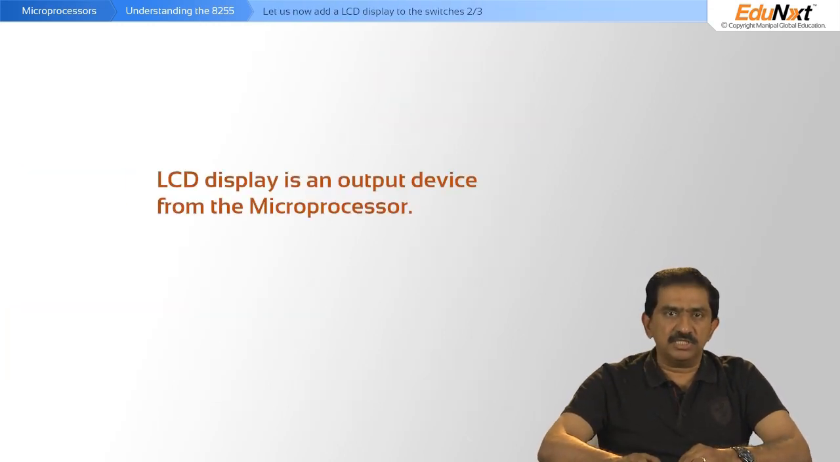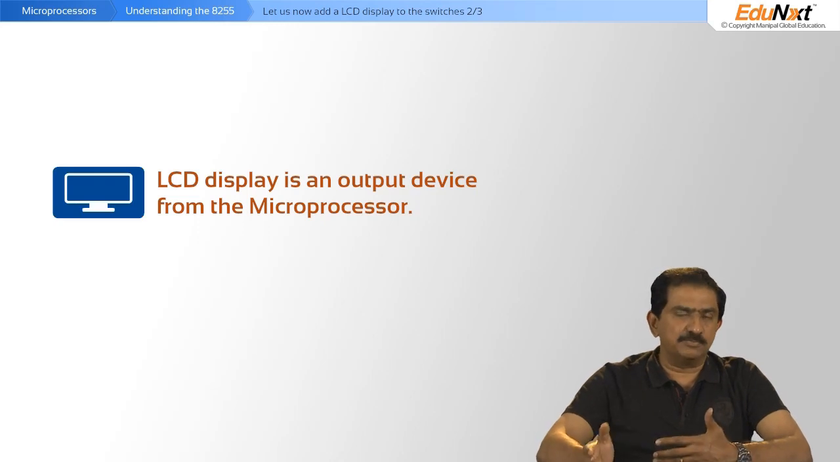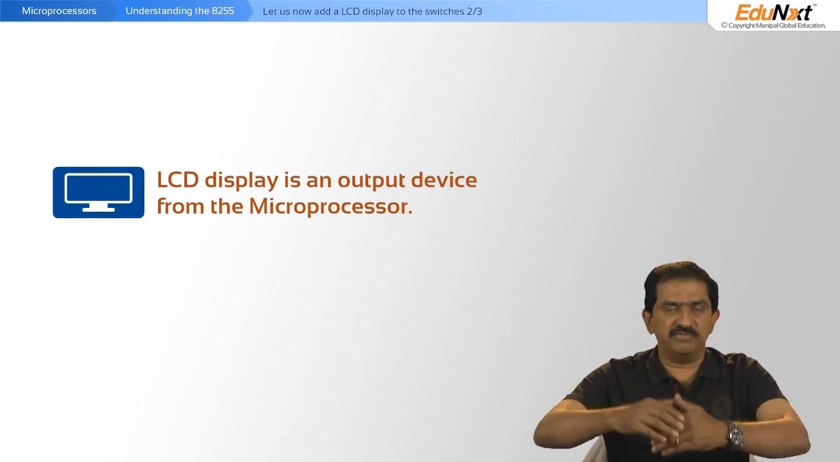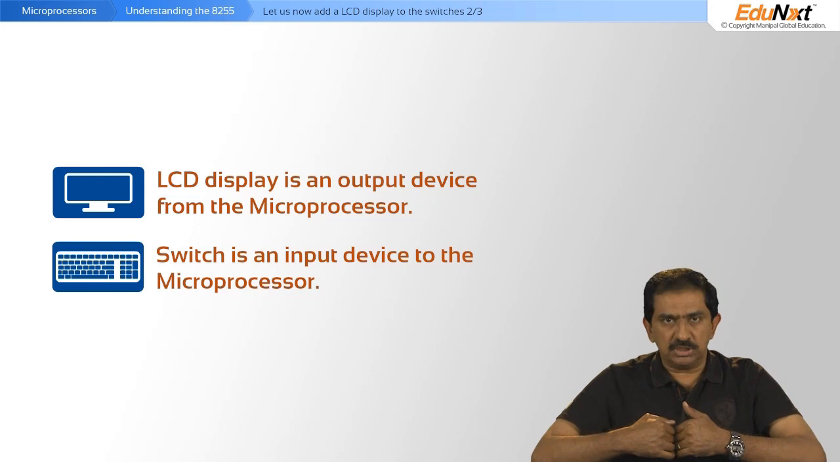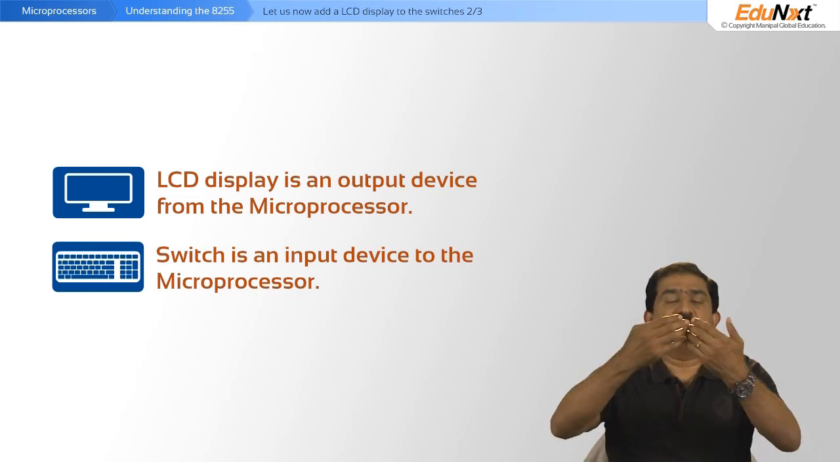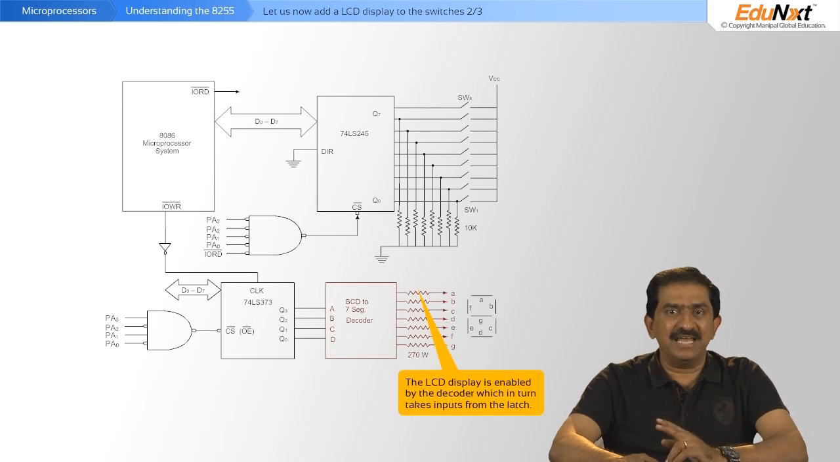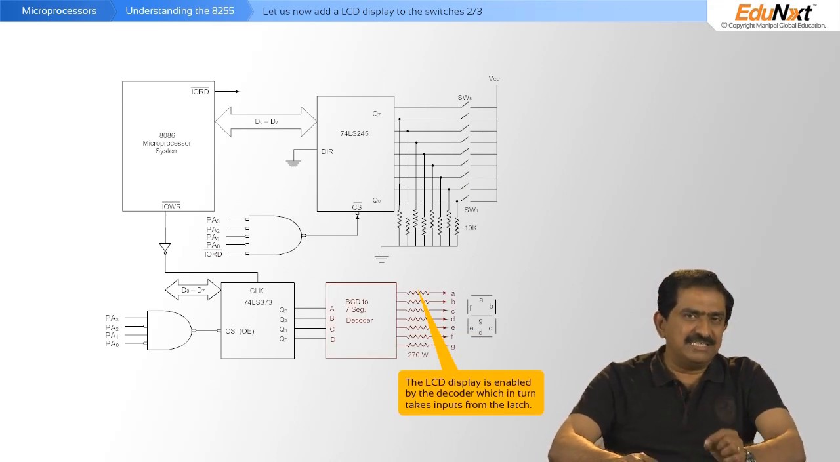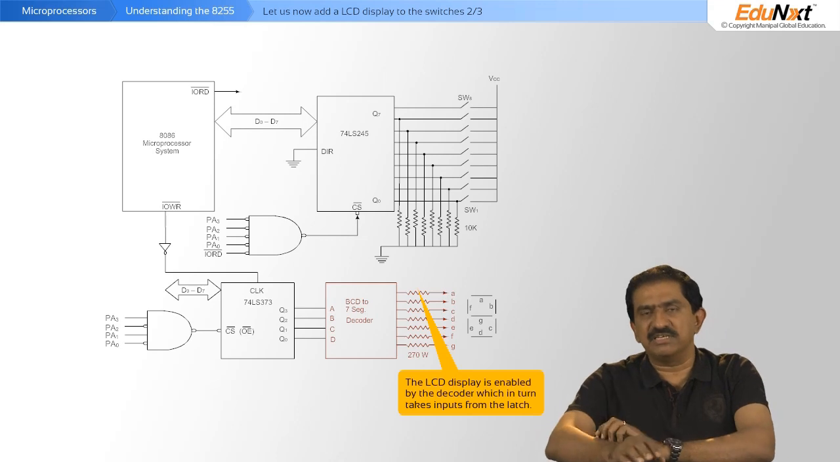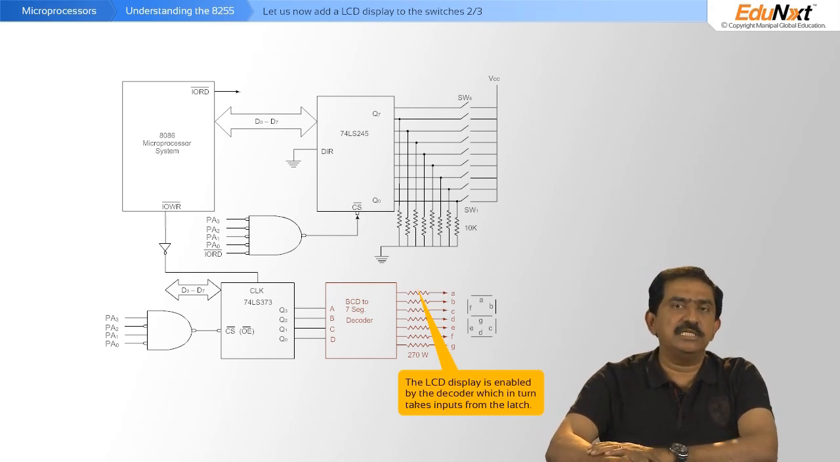In addition to this, you have the LCD displays. So this is now an output device. Remember, the switch was an input to the processor, and the LCD display is an output from the processor. So the output device is enabled by a decoder which converts BCD to 7-segment display. Right? So BCD is just binary coded decimal. That gets converted to a 7-segment display by the BCD to 7-segment display decoder.